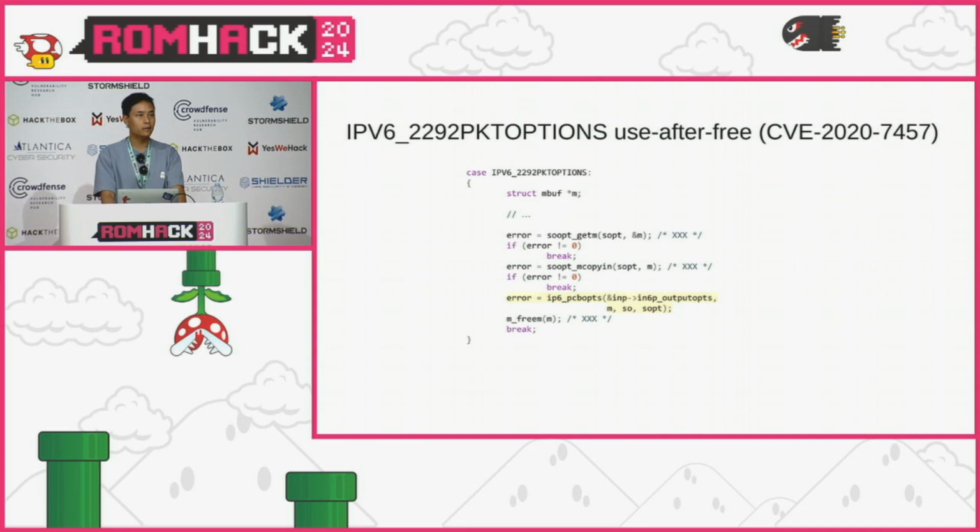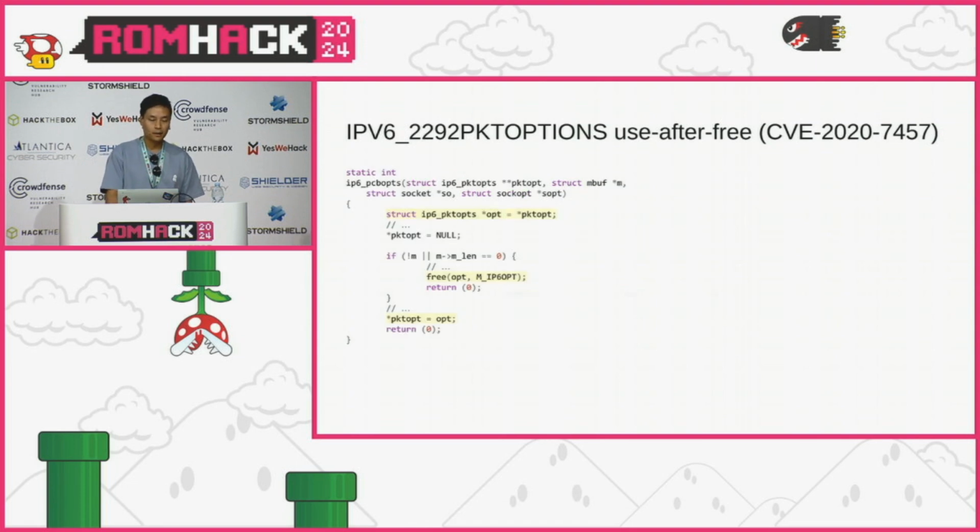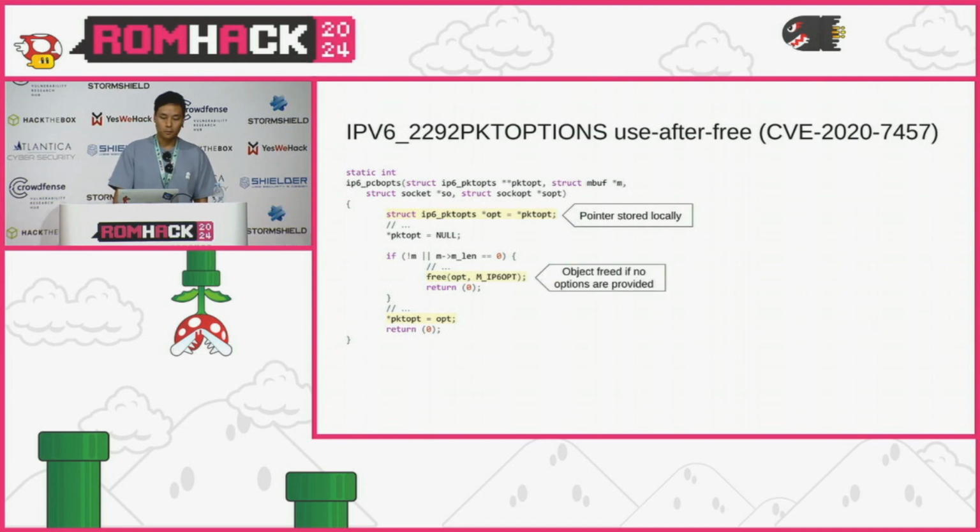It's a use after free vulnerability that lies in the packet options command of the setsockopt syscall. So the issue here is that the command doesn't have any locking mechanism, and it calls into a function that operates on the global packet options. And this function namely stores the packet options locally on the stack or in some register, and then the pointer is set to 0. If no options are provided, then the handler turns off the options and frees the object. And otherwise, the previous options are updated with the newly provided options, and the pointer is written back.